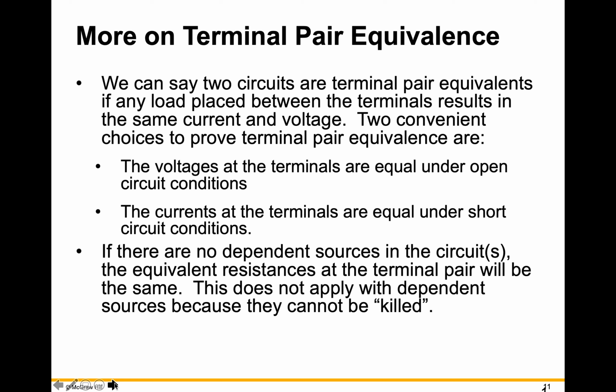If you don't have any dependent sources in the circuits, then you can say the equivalent resistance at the terminal pair will be the same. However, this doesn't apply with dependent sources because we can't kill dependent sources. So you have to be very careful with this, looking at resistances at the terminal pair. We're going to do it, but under very specific circumstances, and we're going to be sure we describe what those circumstances actually are.